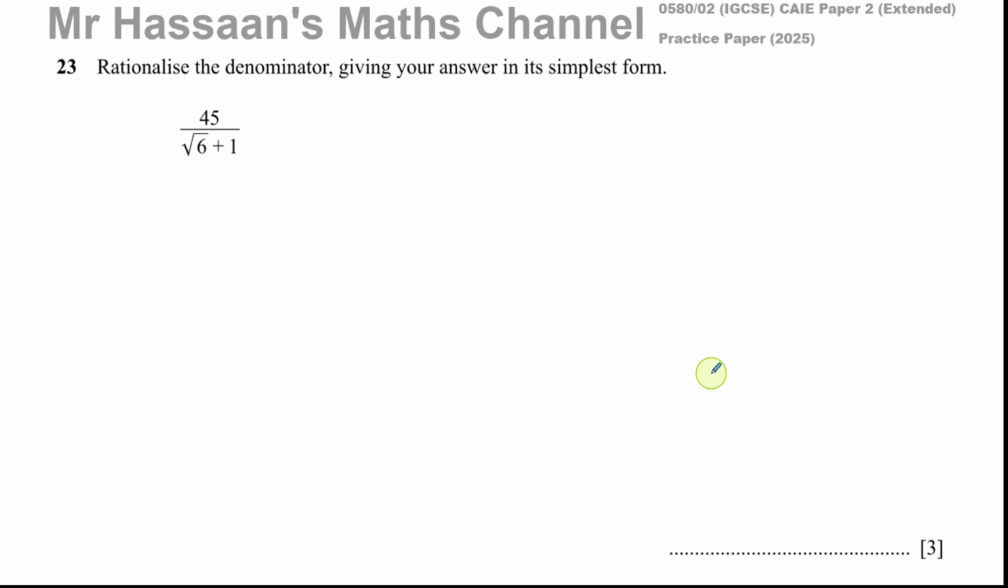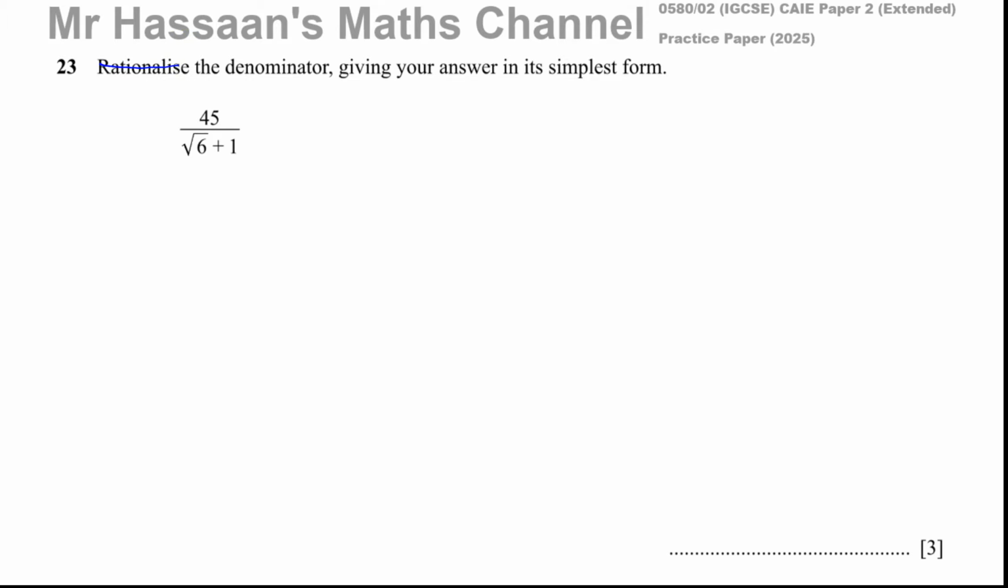I'm now answering question number 23 from the practice paper for the new IGCSE 0580 paper 2 non-calculator paper. This is a practice paper put out by the examining board to give us an idea of the type of questions that could come up. So here we're asked to rationalize the denominator.